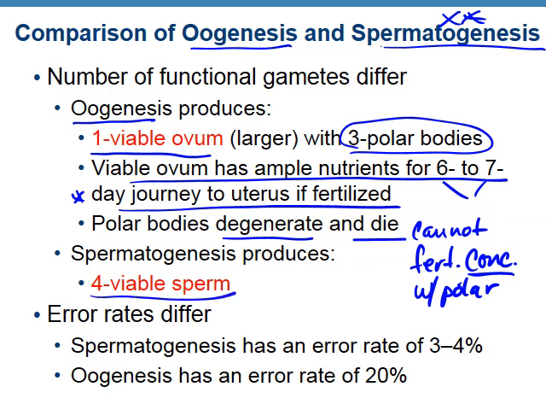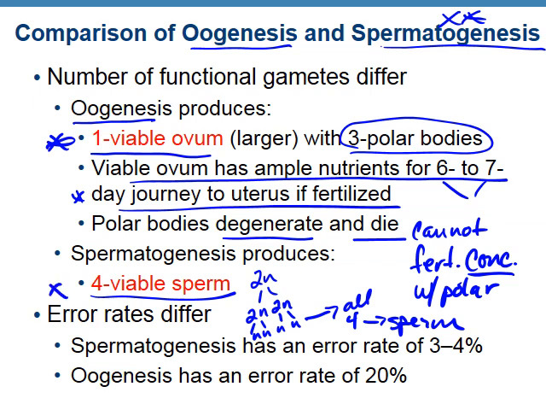All right, so spermatogenesis creates 4 sperm. So remember with meiosis in males, all 4 become sperm. So you can see there's a difference. We make 1 egg, males can make 4 sperm.